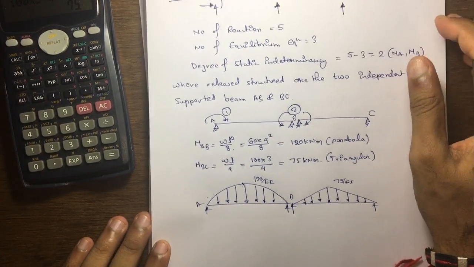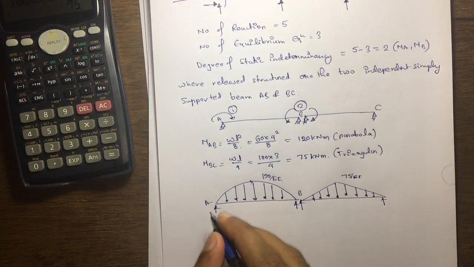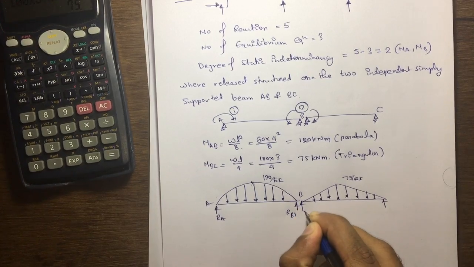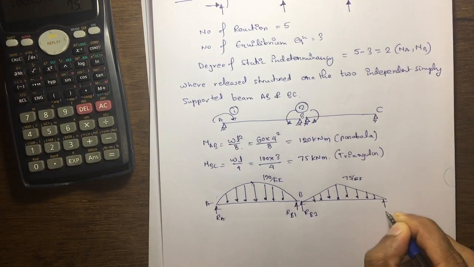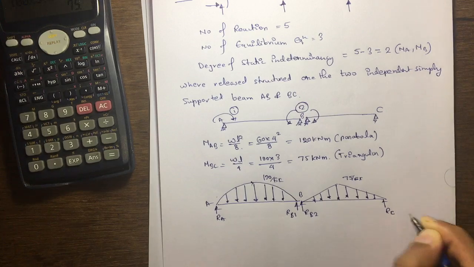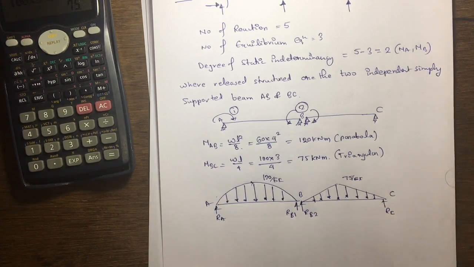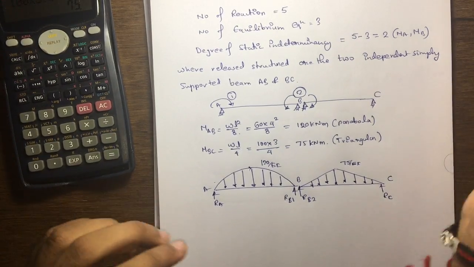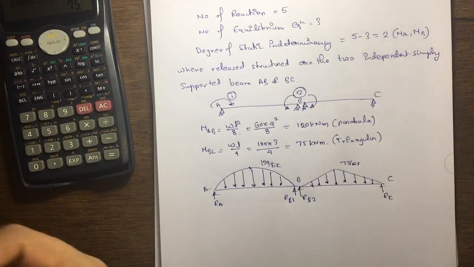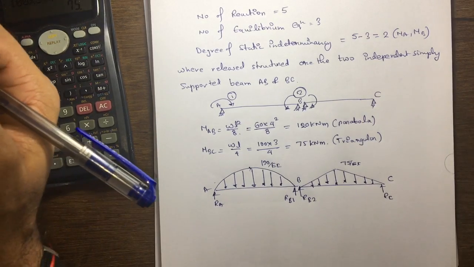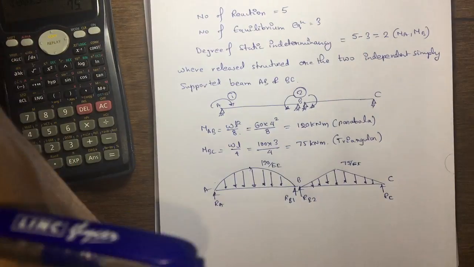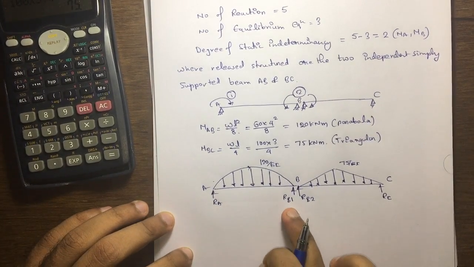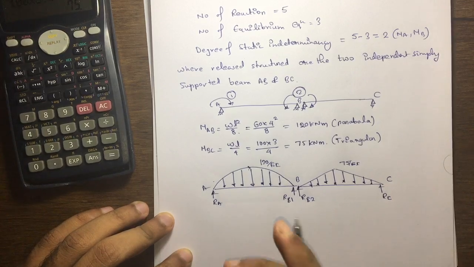So now the reactions are RA, RB1, RB2, RC, because A, B and C. We know that if you want to find the rotation in the real beam, we have to find the shear force in the conjugate beam. Therefore, we have to find RA, RB1, RB2 and RC.